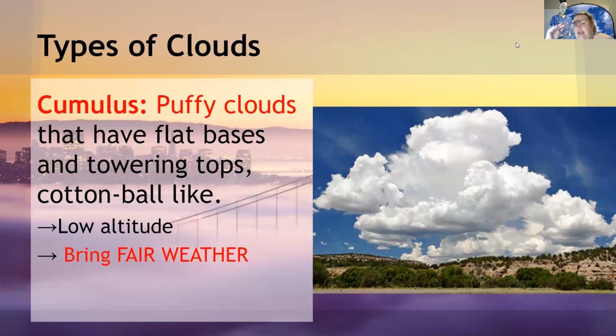Moving higher up into the atmosphere, you have the cumulus clouds. The cumulus clouds are those puffy clouds that we see on those beautiful days. They have flat bases and they have kind of towering tops. So they look like cotton balls. You want to imagine going outside and laying in the grass and looking up at the sky and finding those different shapes in the clouds. Normally we use cumulus clouds for that. Cumulus clouds normally bring fair weather. So when it's really nice outside is when we see those cumulus clouds.